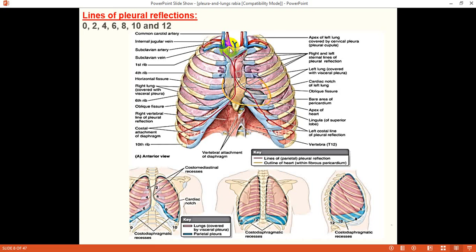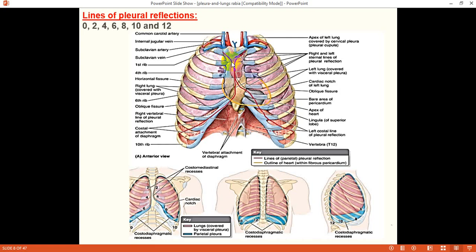Now the first line of reflection on both lungs we are going to observe is the sternal line. Here you can see the right and left sternal line of reflections, and you can also observe that they are starting from cervical pleura here, tracing downward.